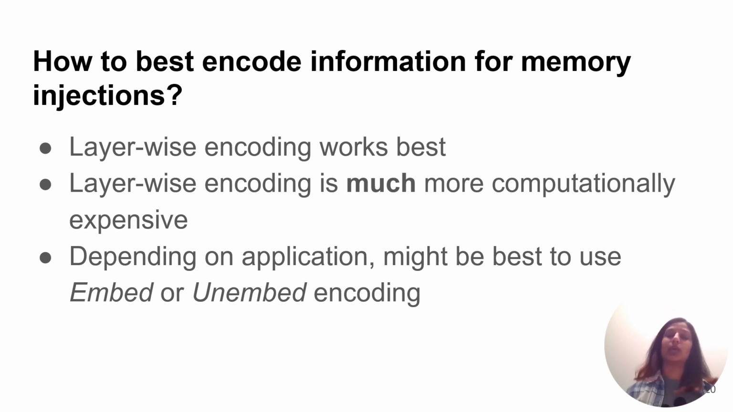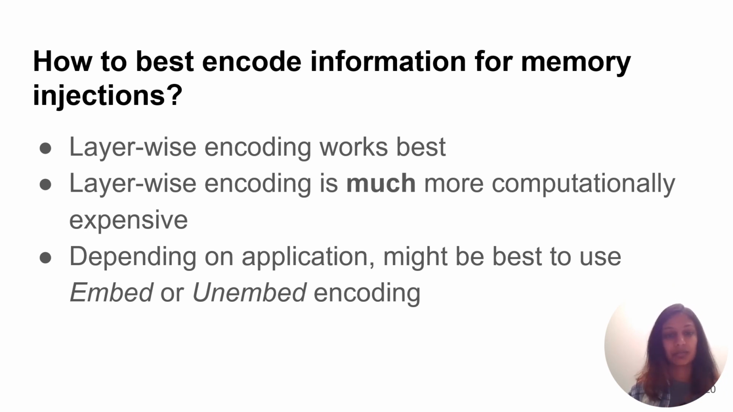Consider the situation in which you're trying to develop a humorous conversational chatbot for fun purposes, and nothing from that chatbot really needs to be rigorously fact-checked. Perhaps you want to theme the types of jokes that this chatbot is producing via memory injections. In that case, you might want to use the embed or unembed encoding style for your memories because it's not very computationally expensive.